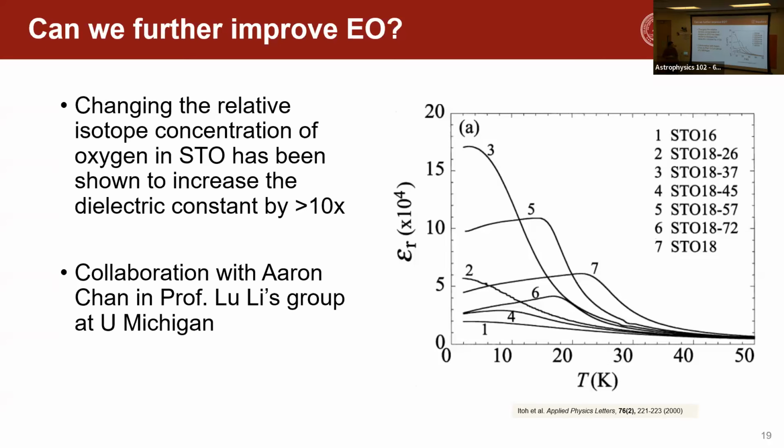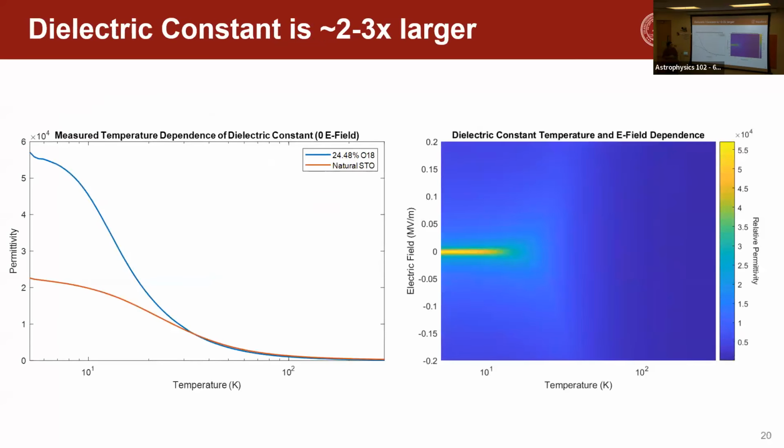So working with some collaborators at University of Michigan in the group of Professor Lee, we actually got a first batch of materials that has around 25% oxygen 18 concentration. So not this optimal 40%, but getting there. And we see that already we get more than a factor of 2 improvement in our dielectric constant. So this red curve is what I showed previously, and this blue curve is this new material that has almost 50,000 dielectric constant.